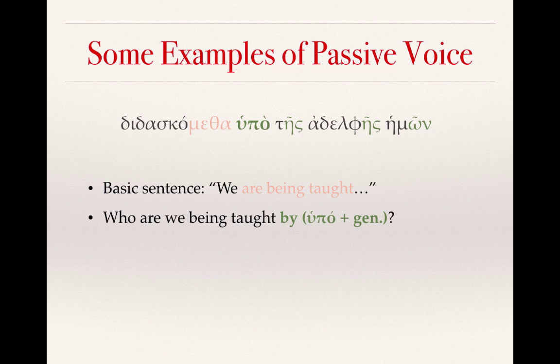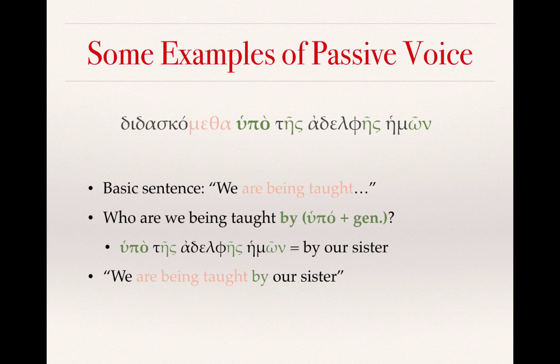Who are we being taught by? That's the question for us in terms of identifying the personal agent, or what is indicated by hupo plus the genitive. Well, in the Greek, it's hupo tes adelphes hemon, by our sister. So that would result in a translation, we are being taught by our sister.